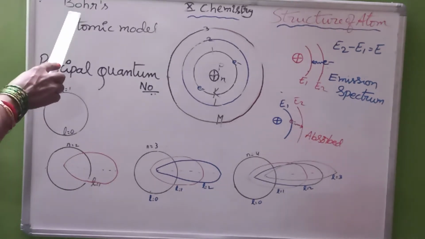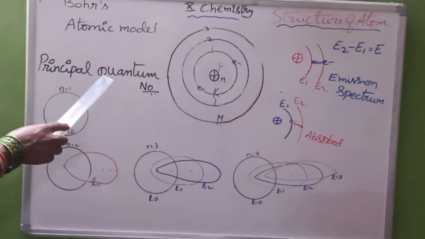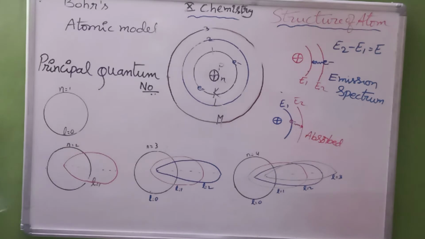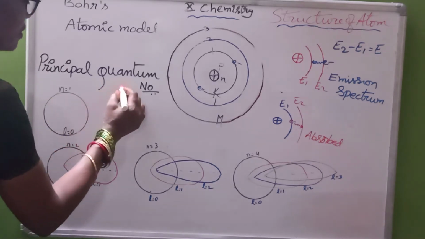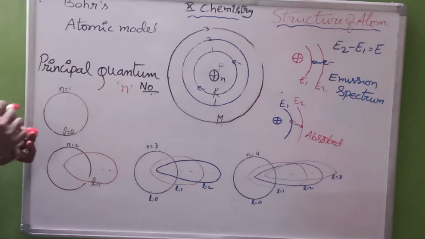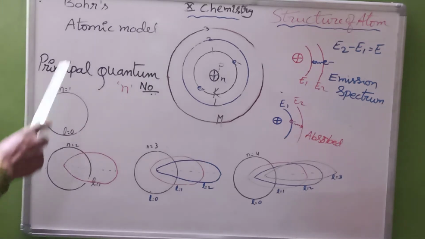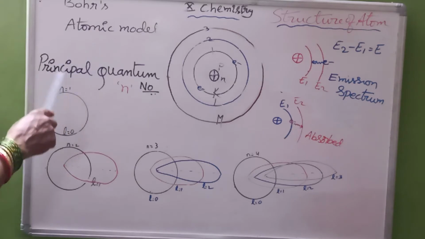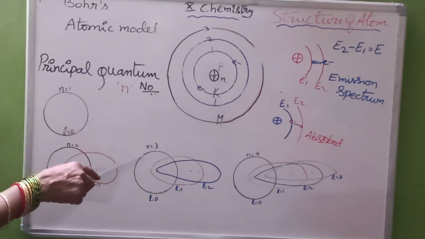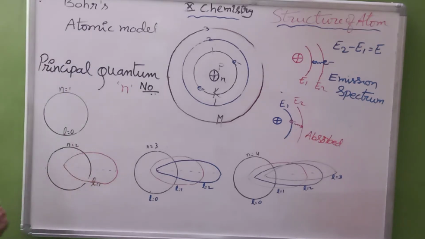Niels Bohr proposed the principal quantum number. It is designated with small n. Now let us learn about Niels Bohr and Arnold Sommerfeld. Together they gave another proposal. That is what we are going to learn.